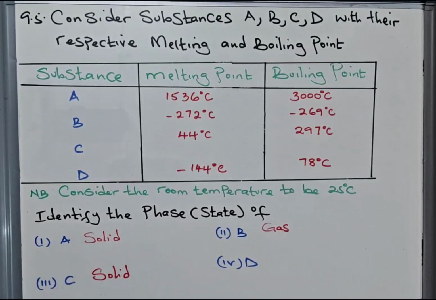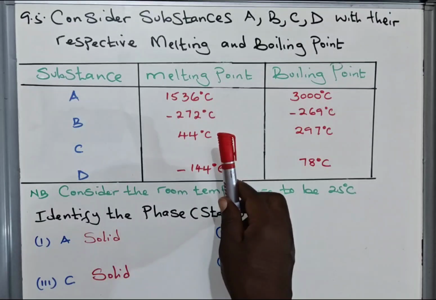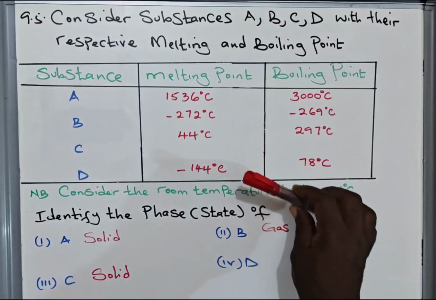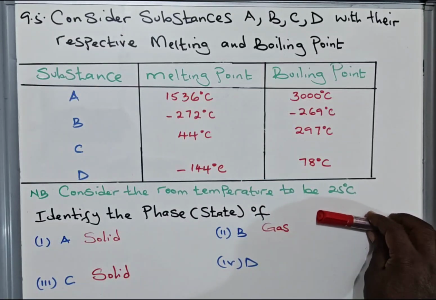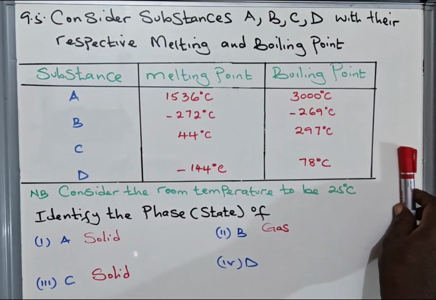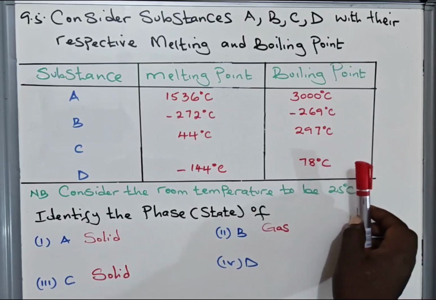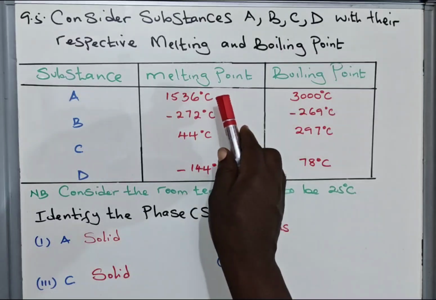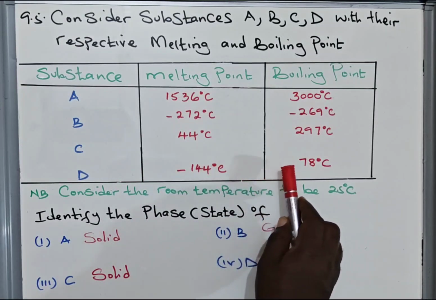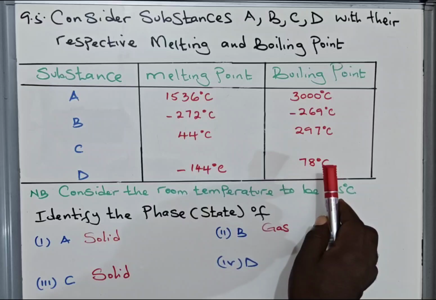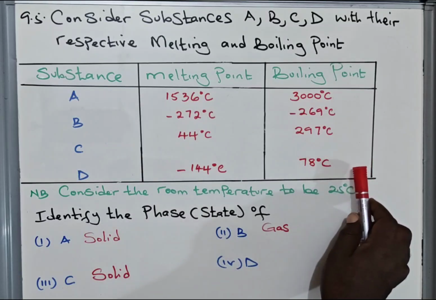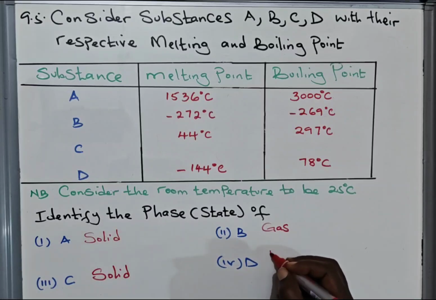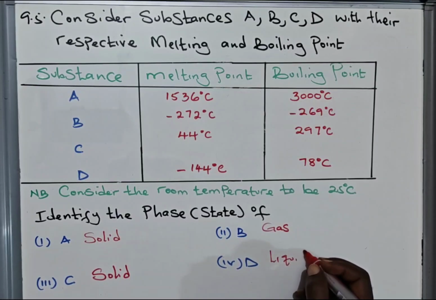Then you come to D. D's melting point, meaning the change from solid to liquid, is below 25. But its boiling point is above 25. So which means that at 25 degrees, D has already melted from solid to liquid. So at 25 it is a liquid because it changes into a gas at 75. So D is a liquid at room temperature.